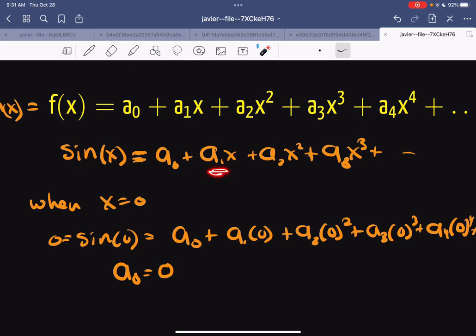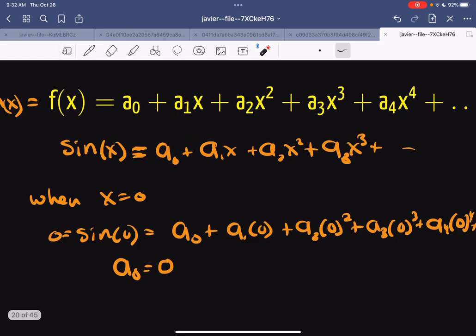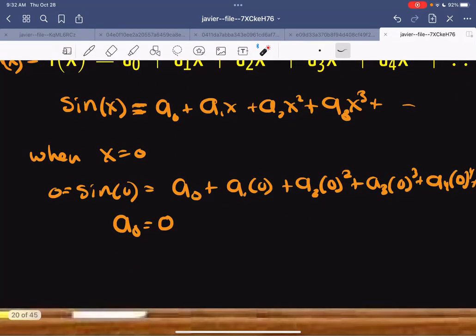To find the second one, I'm going to take a super brilliant idea and kill this one. The super brilliant idea is to think, what would kill a constant? The thing that would kill a constant is if I take the derivative of both sides. Take the derivative of that and take the derivative of that. That would make that constant disappear, and it would look like this.